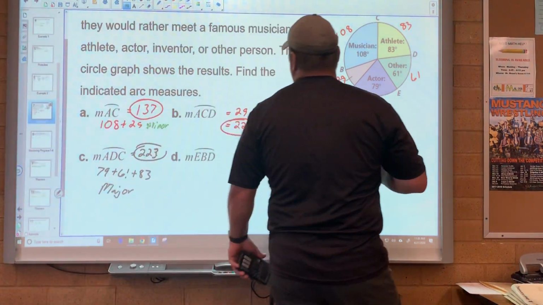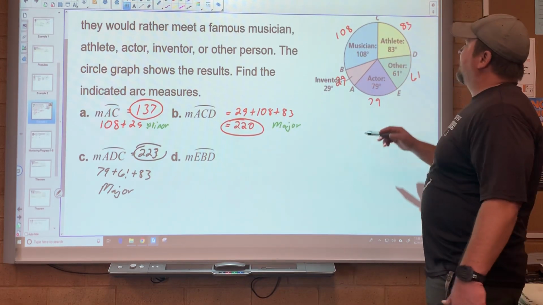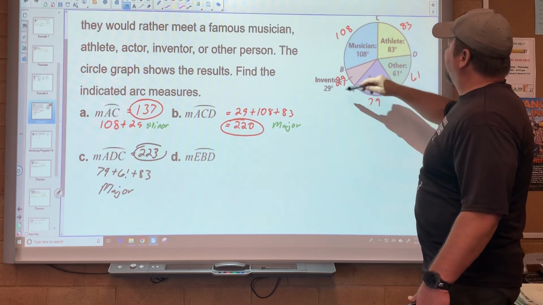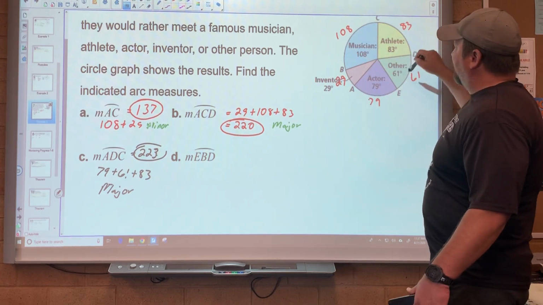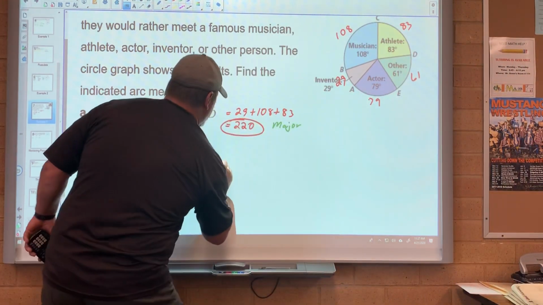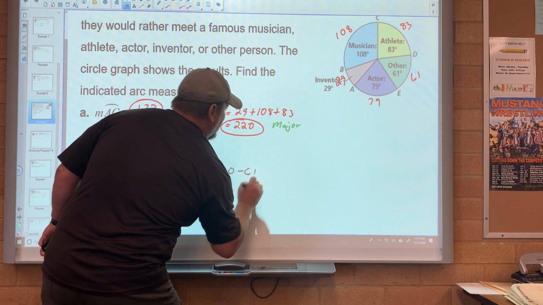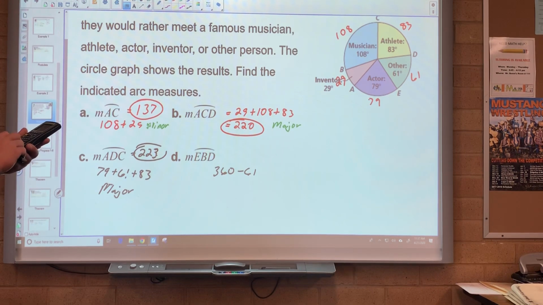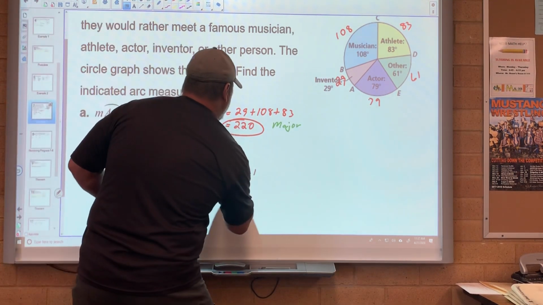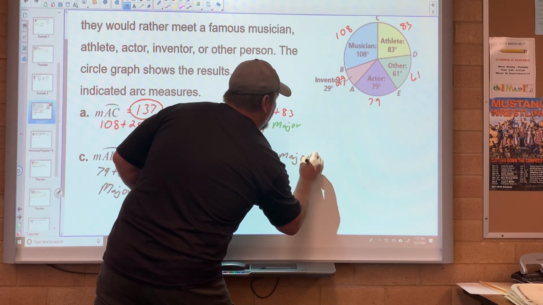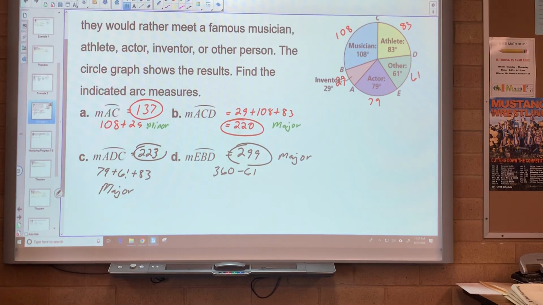And then measure of arc EBD. So follow the letters E, B, and D. So we're going this way. I think the easiest way to do that one would be to just take 61 away from 360. So I'm just going to go 360 minus 61. Notice, it doesn't matter which way you end up doing it. You just have to find it. So 360 minus 61, it's going to be 299. And again, that one is major. Okay, everybody? So make sure that you understand that. Solving the picture, that one's pretty quick.